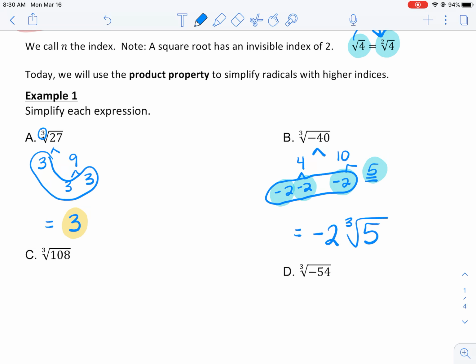Also make sure that when you write that final answer, you put the original index back in its place. If this started as a cubed root, you have to make sure that the leftover number goes back under a cubed root. If you leave that 3 off, you're going to change it to a square root, and that's not what we want.